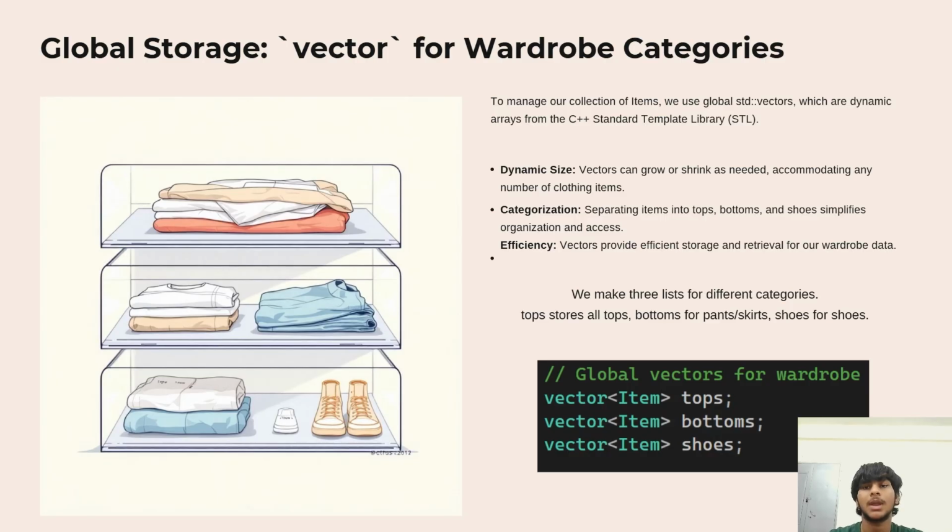Now, vectors for wardrobe categories. To manage our collection of items, we use global vectors, which are dynamic arrays from the C++ standard template library. They have dynamic size. Vectors can grow or shrink as needed, accommodating any number of clothes. Categorization: separating items into tops, bottoms, and shoes simplifies organization and access. Efficiency: vectors provide efficient storage and retrieval for our wardrobe data. We make three lists for different categories. Tops stores all tops like shirts, t-shirts, sweatshirts, hoodies, etc. Bottoms for pants or skirts. Shoes for sneakers, boots, etc.